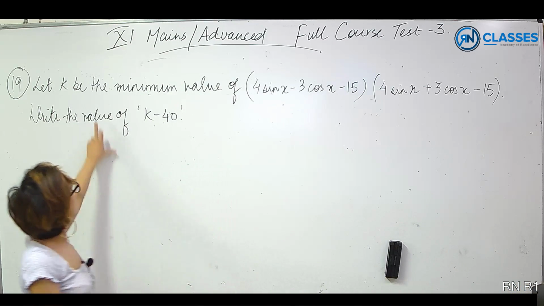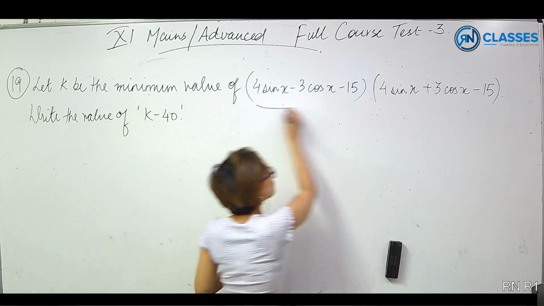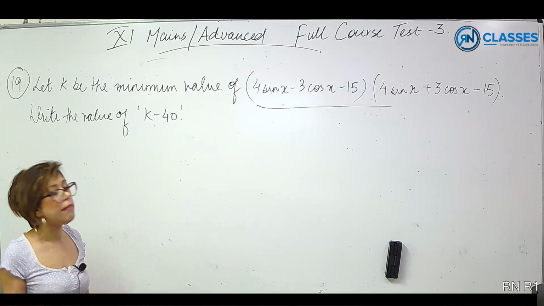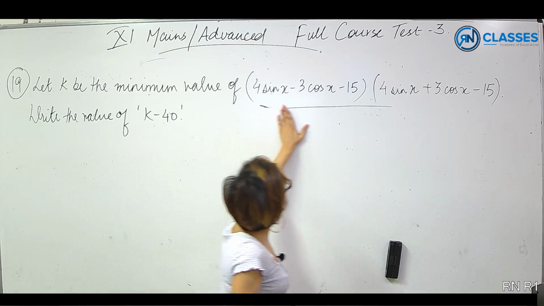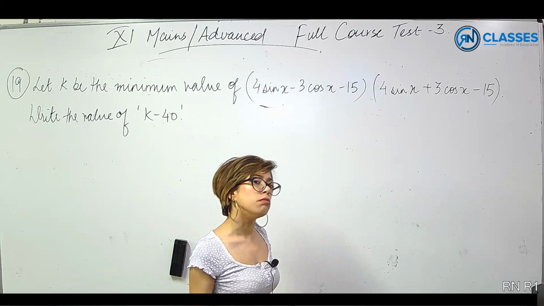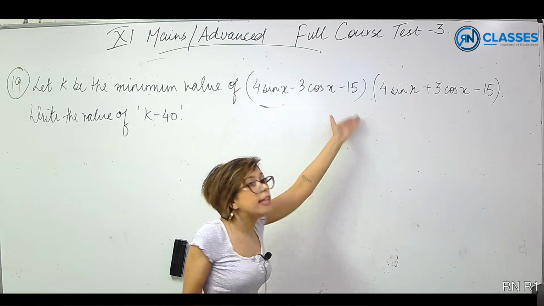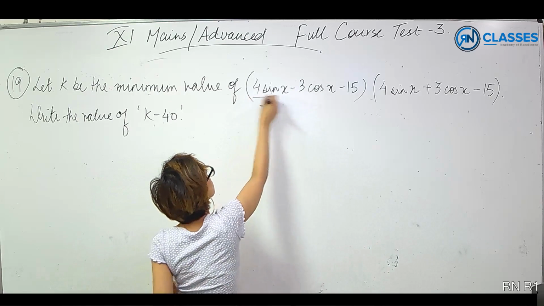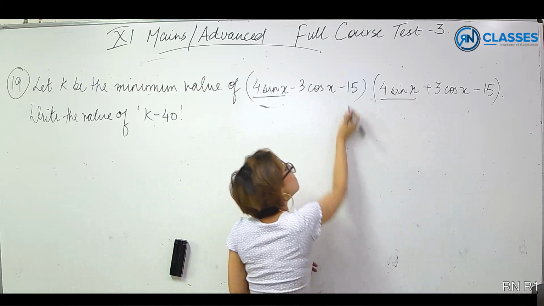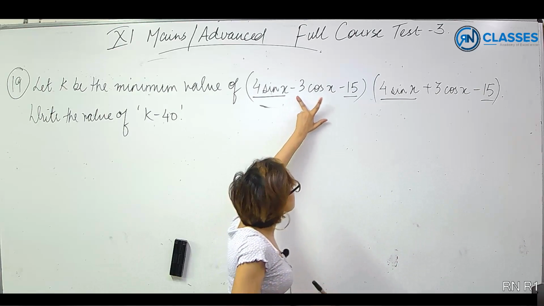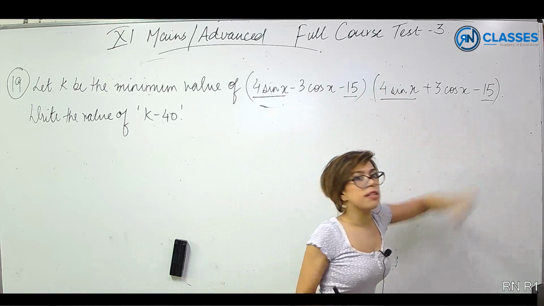Now he says let K be the minimum value of this expression. Then you need to write the value of K minus 40. Basically the minimum value. Now, if you look at this expression carefully, that's a very nice observation over here. Because obviously multiplying each of these terms will take a little bit of time. Find it: 4 sin x over here, 4 sin x over here. Minus 15 over here, minus 15 over here. Right? Then minus 3 cos x, plus 3 cos x.